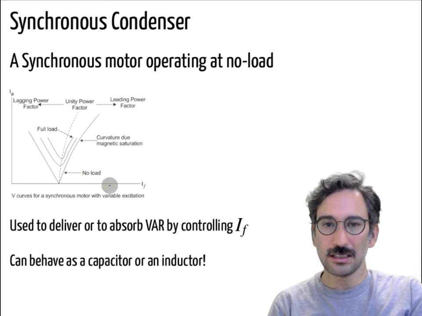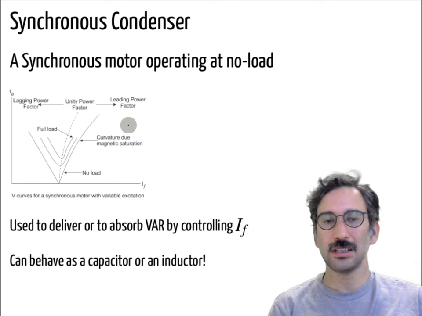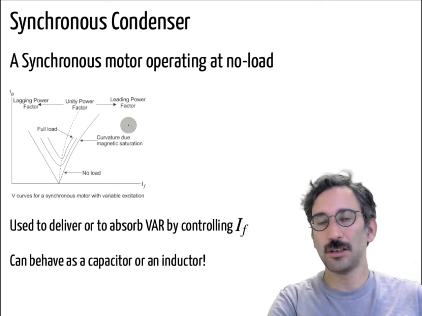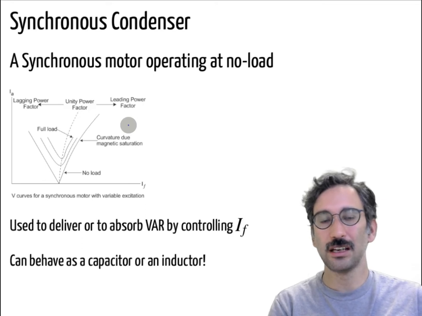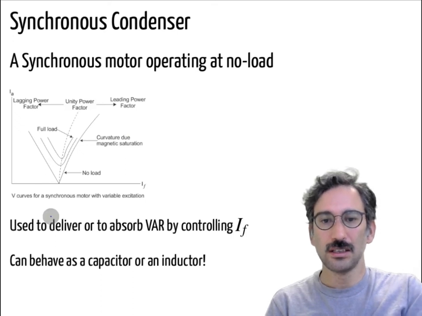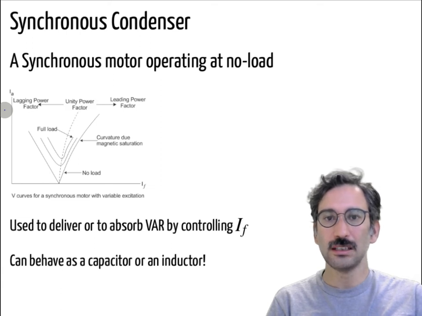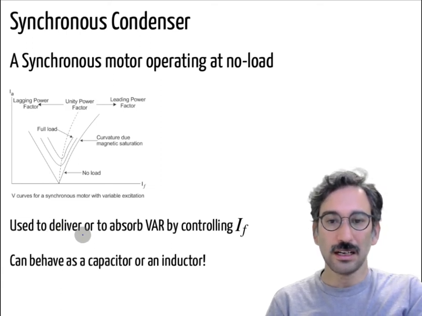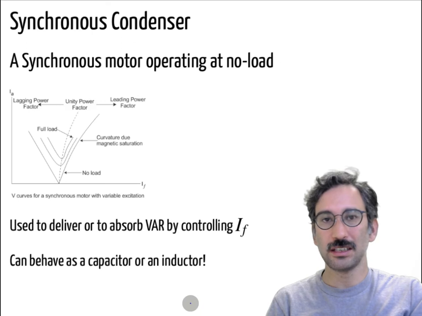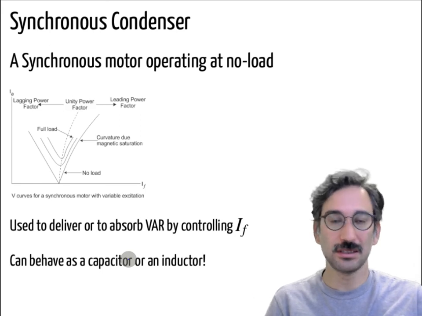If you increase the field current, they will work at leading power factor, so they will have the same effect as connecting capacitors in parallel with other equipment. Or maybe your other equipment in the factory is leading or lagging, so you need to compensate for that, and you can reduce the field current for that kind of compensation. These are called synchronous condensers. They are used either to deliver or absorb reactive power by controlling field current. So you can make it operate as an inductor or as a capacitor, which is useful.